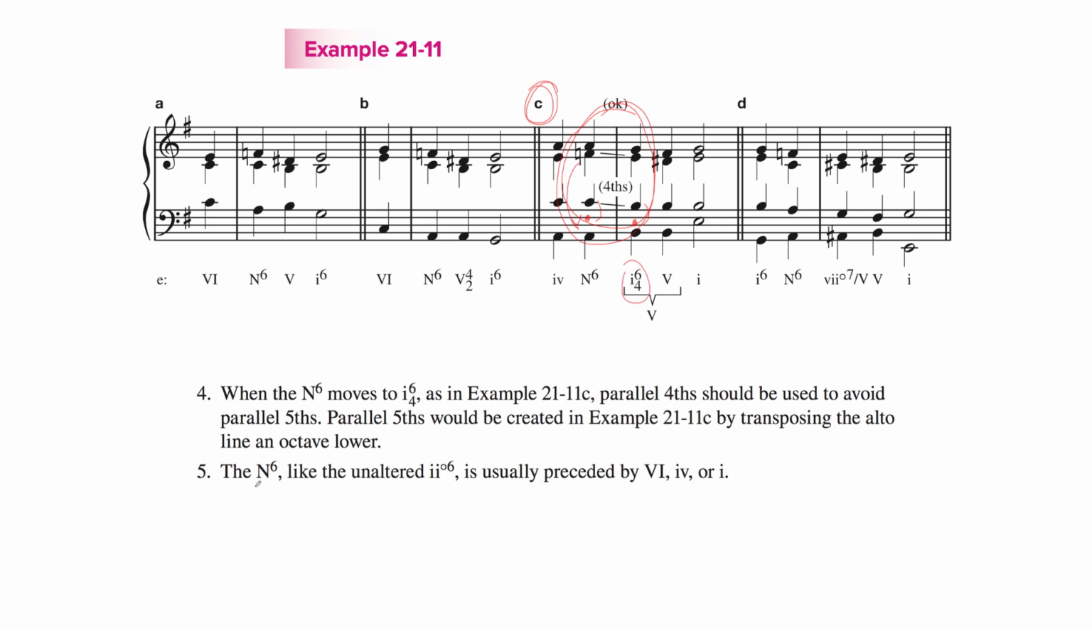And the Neapolitan sixth, like the unaltered second degree, is usually preceded by 6, 4, and 1. That means you can use it as a regular second degree, a diminished second degree in this case, in the minor mode. The Neapolitan chord is more characteristic for minor mode. There are also examples of using the Neapolitan chord in major mode, but characteristically it is used in minor mode.